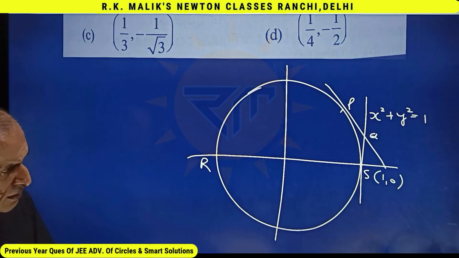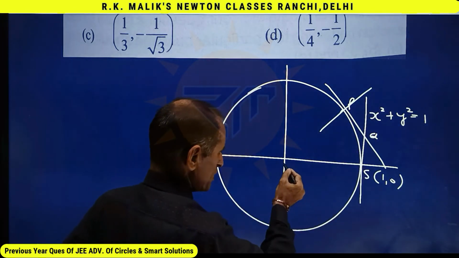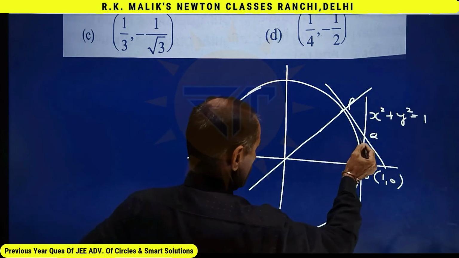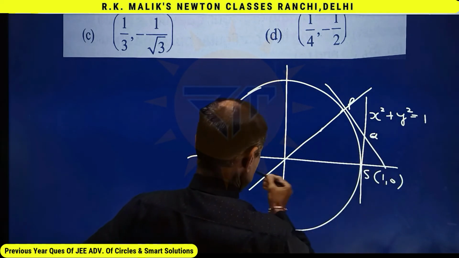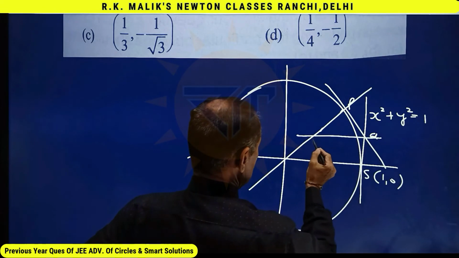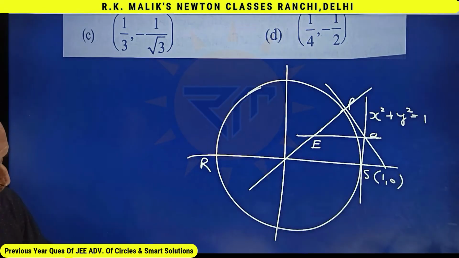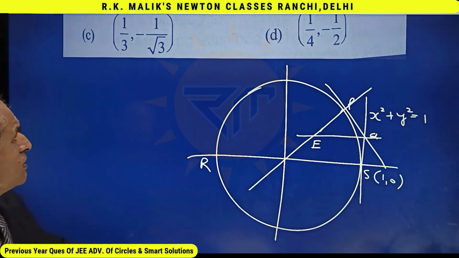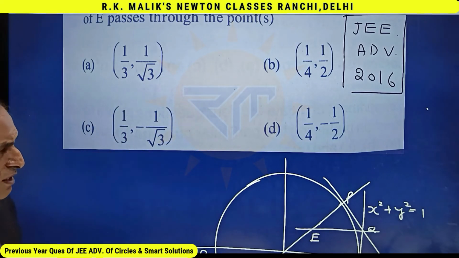And now he says the normal at P, obviously the normal will surely pass through the center also, intersects the line passing through Q parallel to RS at the point E, and you have to find the possible coordinates of the point E. That is, E can be which of these is the correct choice.